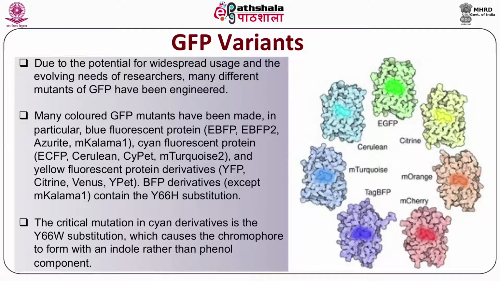EBFP, EBFP2, Azurite, mCalamar2-1, cyan fluorescent proteins such as ECFP, Cerulean, Pipette, mTurquoise, and yellow fluorescent protein derivatives YFP, Citrine, Venus, Vipette. BFP derivatives except mCalamar contain either Y66H substitution. The critical mutation in cyan derivatives is the Y66W substitution, which causes the chromophore to form with an indole rather than a phenol component.